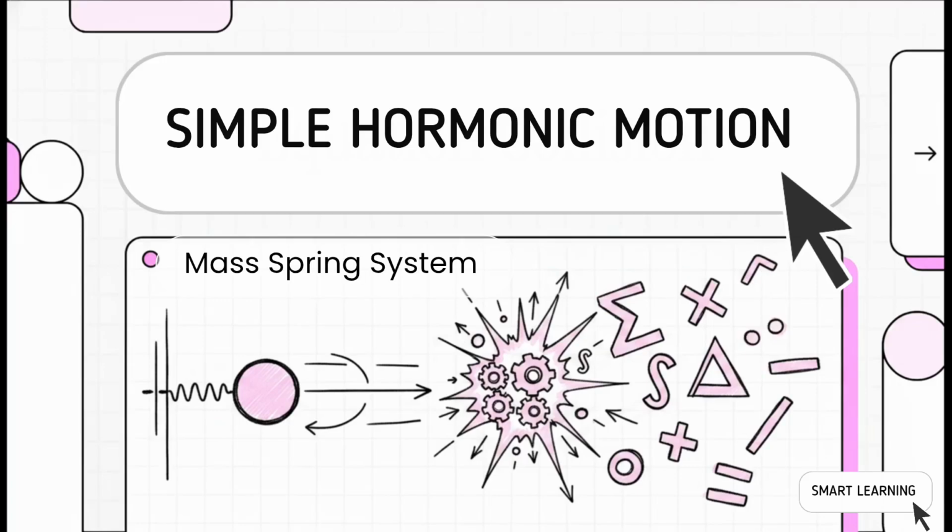Welcome to this Rapid Fire Explainer. We've got a really fun challenge today. We are going to definitively and mathematically prove that a mass spring system executes simple harmonic motion. And we're going to do it in just about 2 minutes.